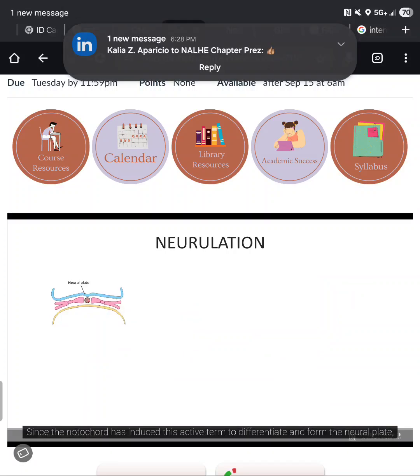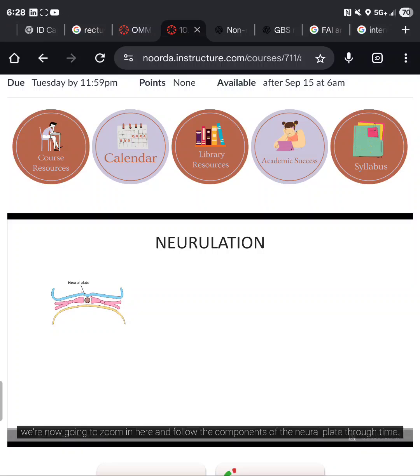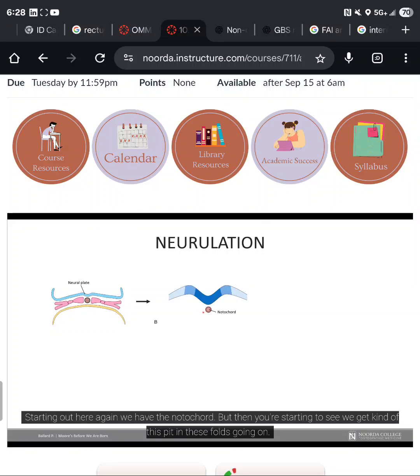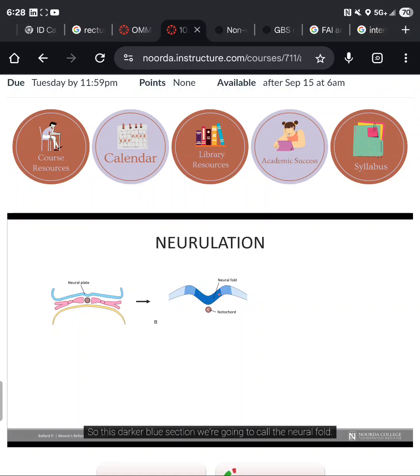Since the notochord has induced this ectoderm to differentiate and form the neural plate, we're now going to zoom in here and follow the components of the neural plate through time. Starting out here, again, we have the notochord, but then you're starting to see we get kind of this pit and these folds going on. So this darker blue section we're going to call the neural fold. And then this pit that we now have created is going to be called the neural groove.